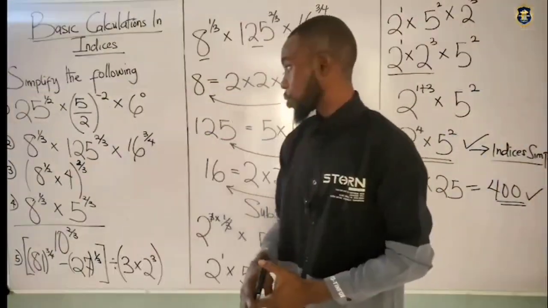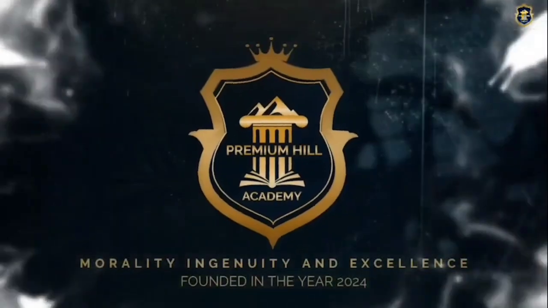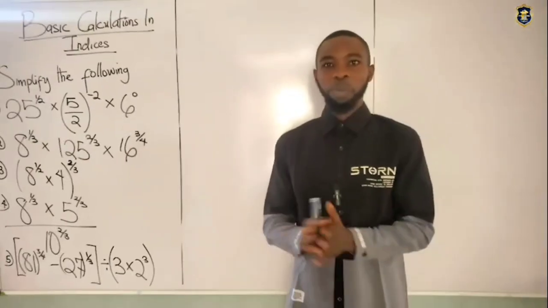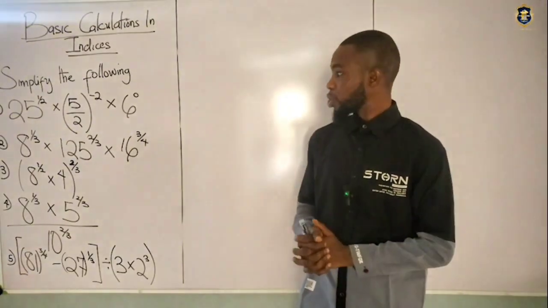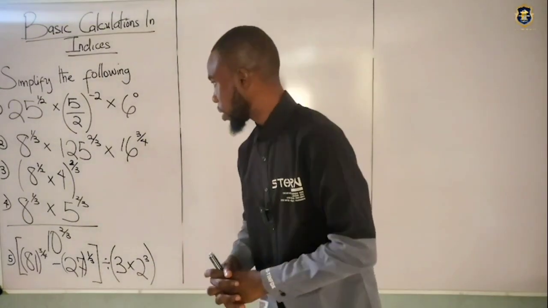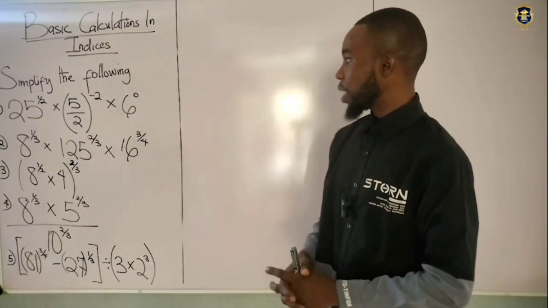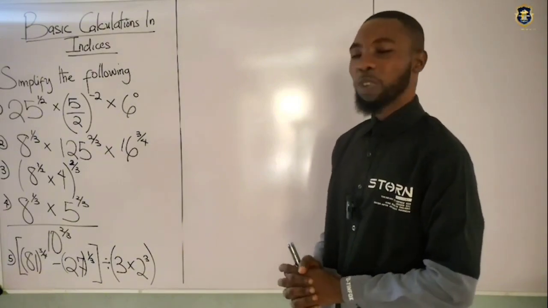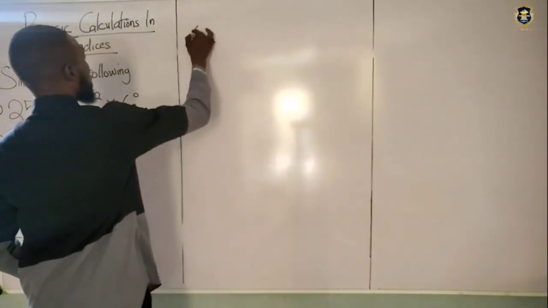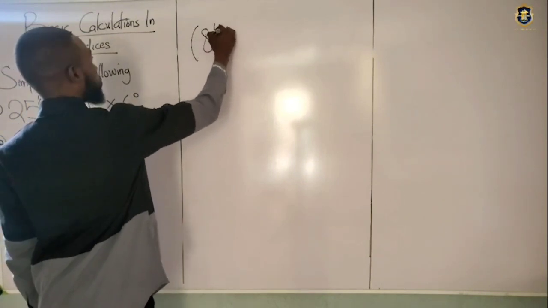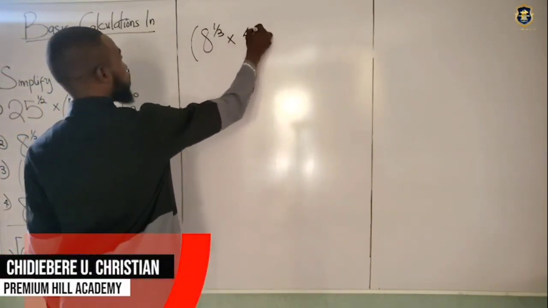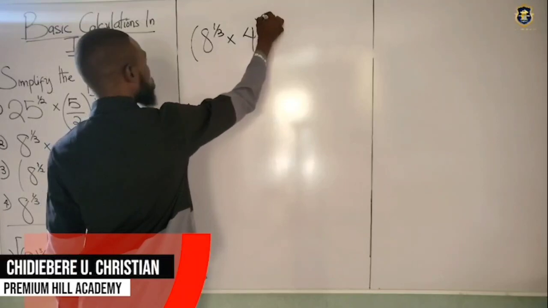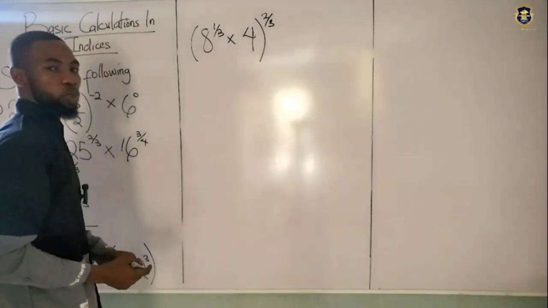Let's look at the third question in indices. Welcome guys. Let's look at the third question in our simplifying equation. Look, we have 8 raised to the power of 1 over 3 times 4, all brackets 2 over 3. We are asked to simplify this question.